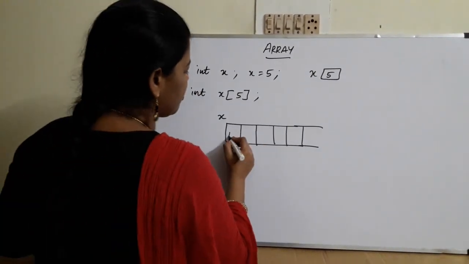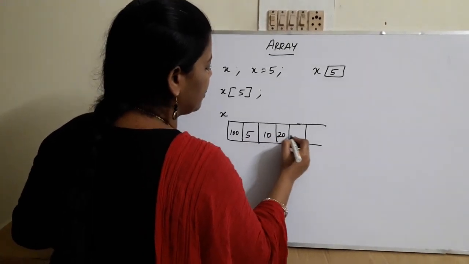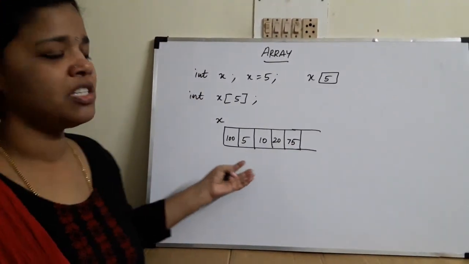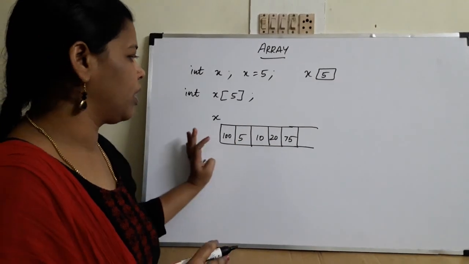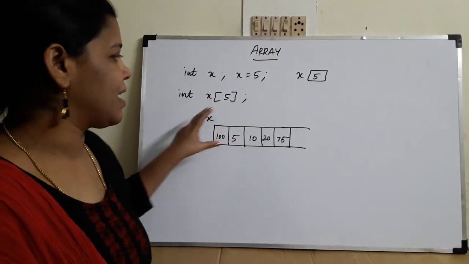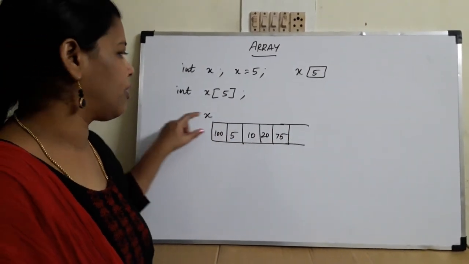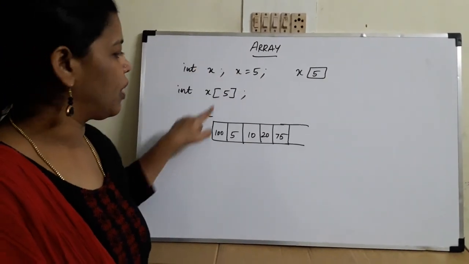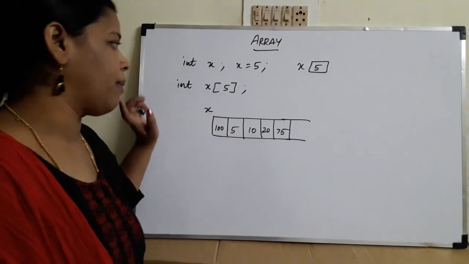So I am going to store some numbers like 100 here, 5 here, 10 here, 20 here and then 75. Some numbers, but all of integer type. Integer is nothing but a number without a decimal point. I am storing it in a continuous area. So this is called an array. An array is a group of elements of similar data type which are referred to by a common name. Now you can understand the definition of the array.